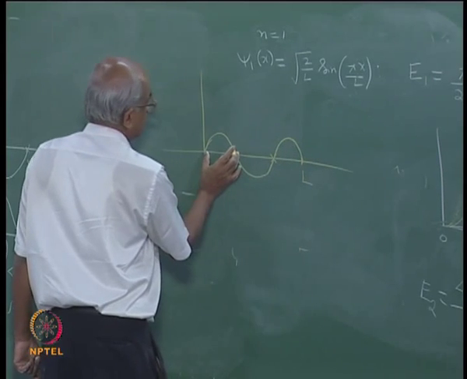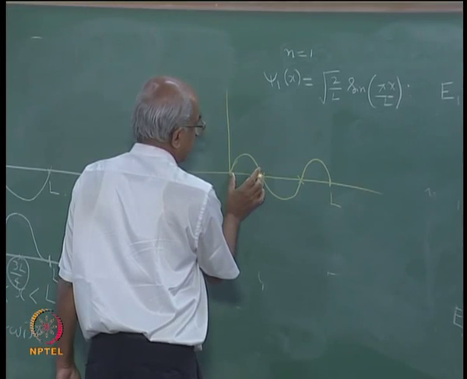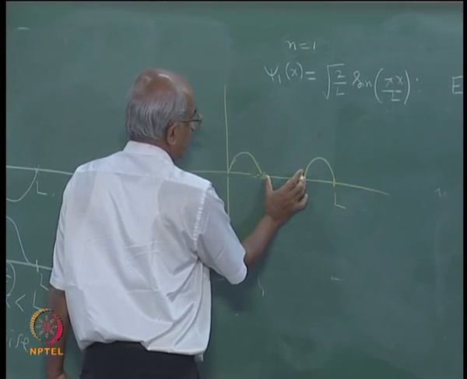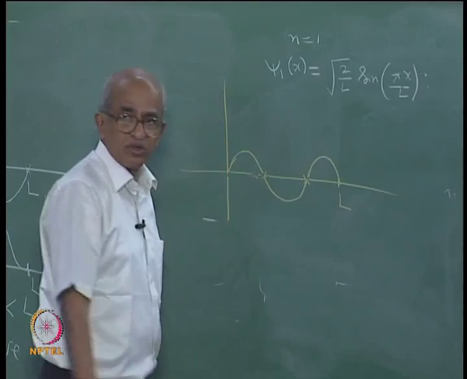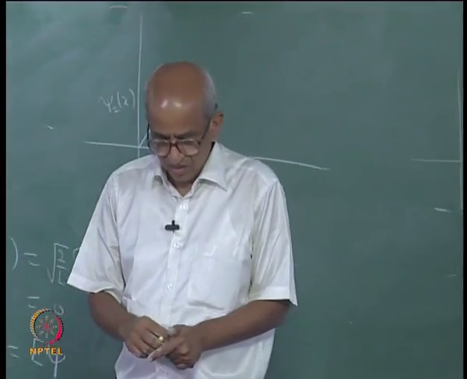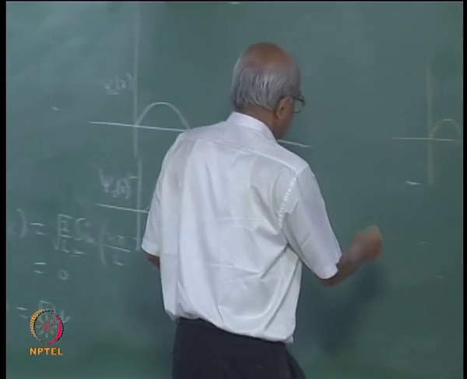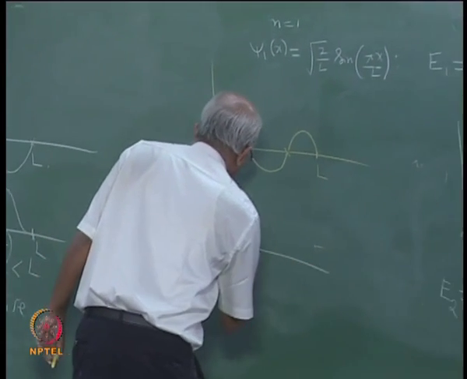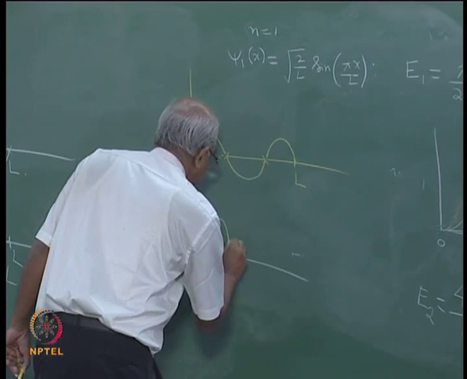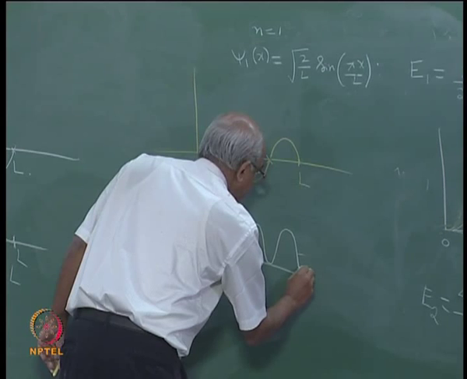In this range the function will have values which are positive. Here in this range it will have values which are negative and then positive. That is how it is, and there are two nodes. You can make a plot of psi squared in precisely the same fashion. It is very easy. Maybe I will just draw that also. So, that is how it will look.